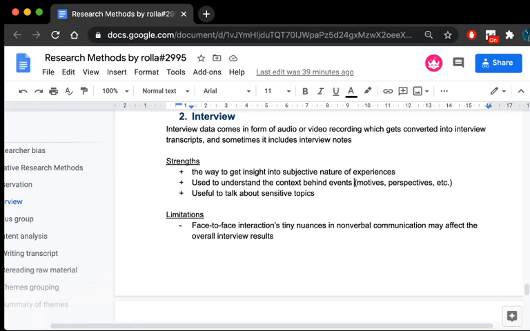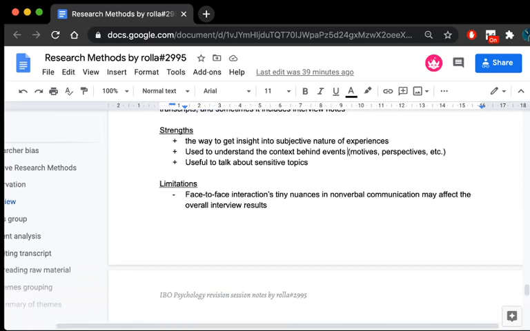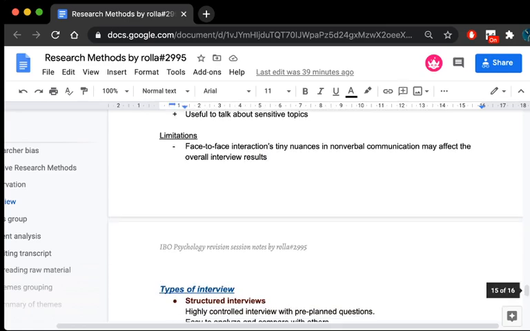However, this face-to-face interaction usually has tiny nuances in non-verbal communication that may affect the overall interview results. So yeah, there are a lot of biases that can happen when you're facing a participant as a researcher.